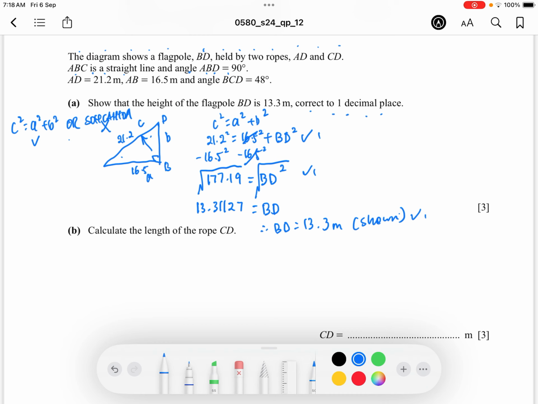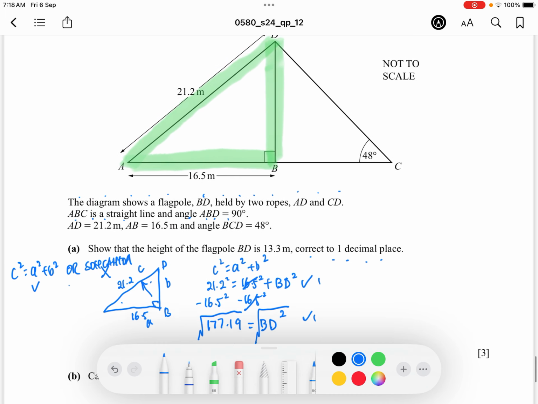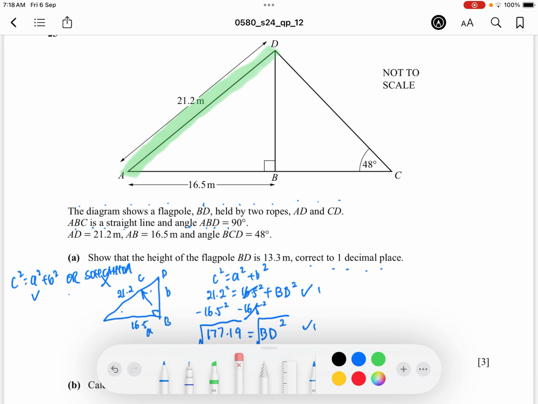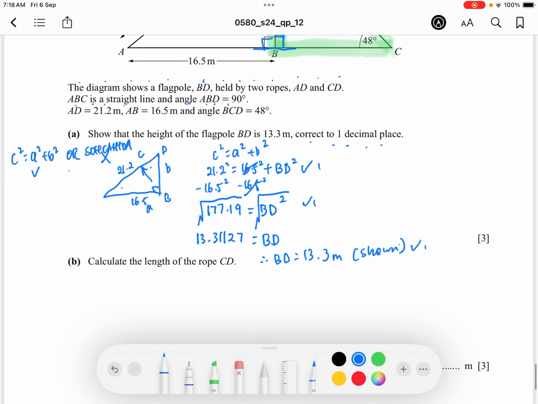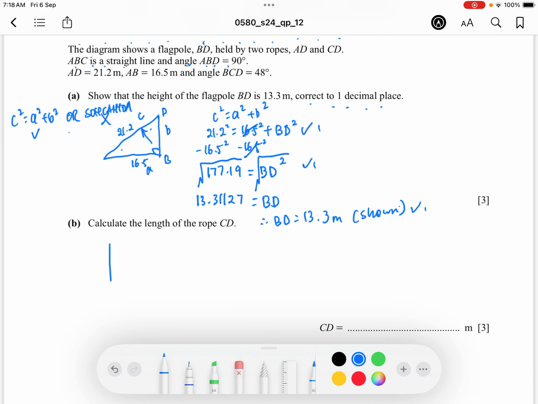Calculate the length of the rope CD. So CD is next. CD is this side, so what you consider is the whole triangle here. This is 90 degrees because this is a straight line. If one angle is 90 degrees, the other one should be 90 degrees as well. So we redraw that back again with that 90 degrees, and then that's C, and then that's D, and then that's B, and here the angle is 48.